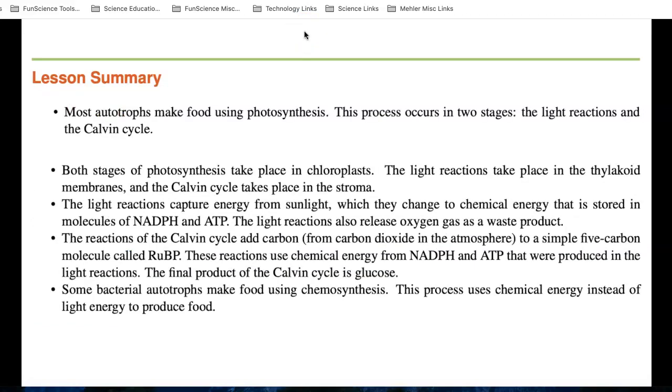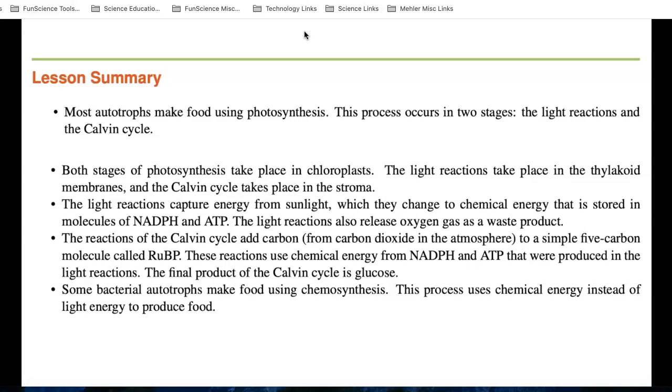Most autotrophs make food using photosynthesis. It occurs in 2 stages, the light reaction, the Calvin cycle. Both stages take place in chloroplasts. The light reactions on the thylakoid membranes and the Calvin cycle take place in the stroma. That's those parts of the chloroplast that we looked at in a couple diagrams back.